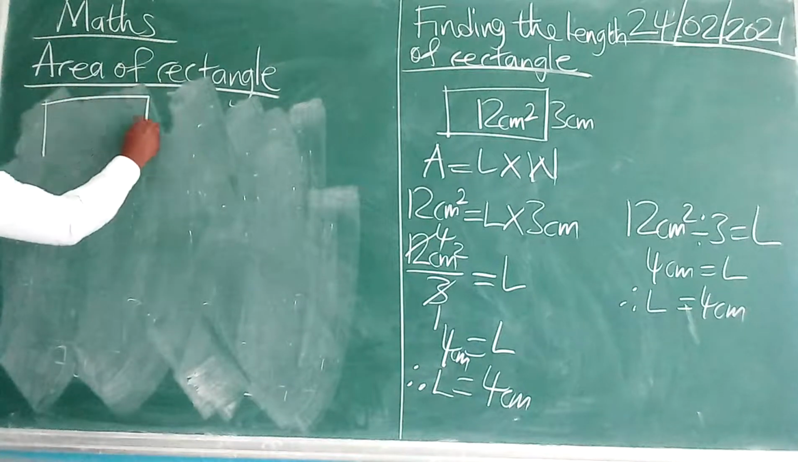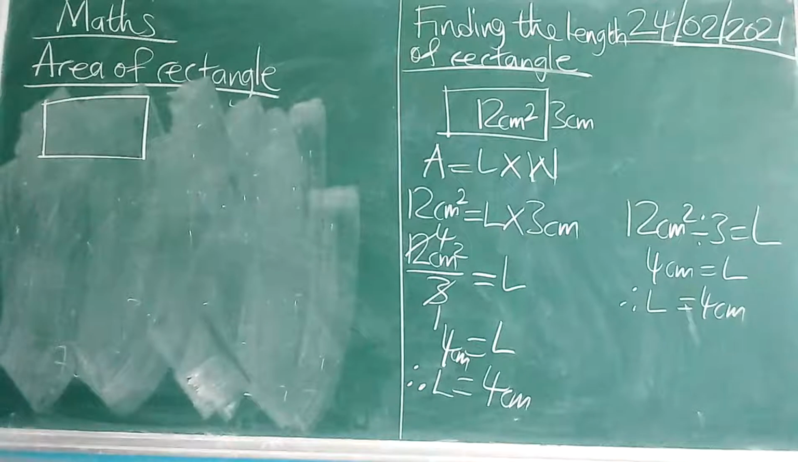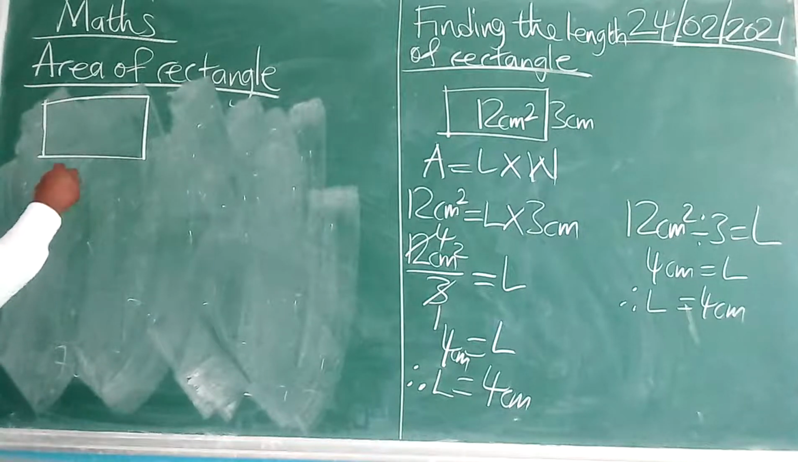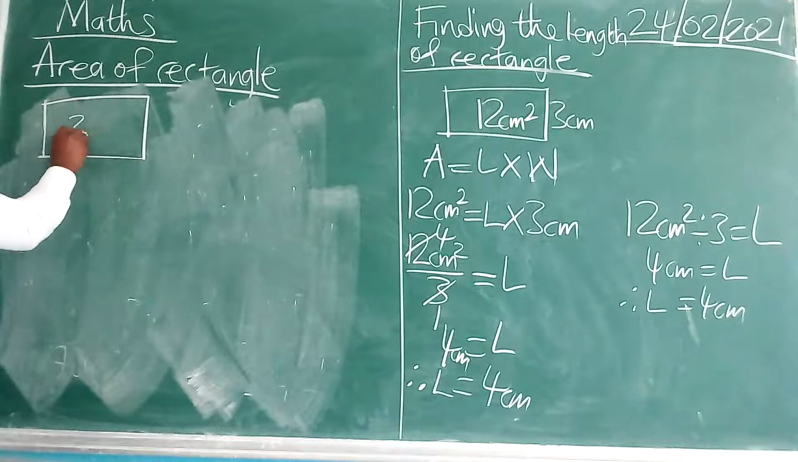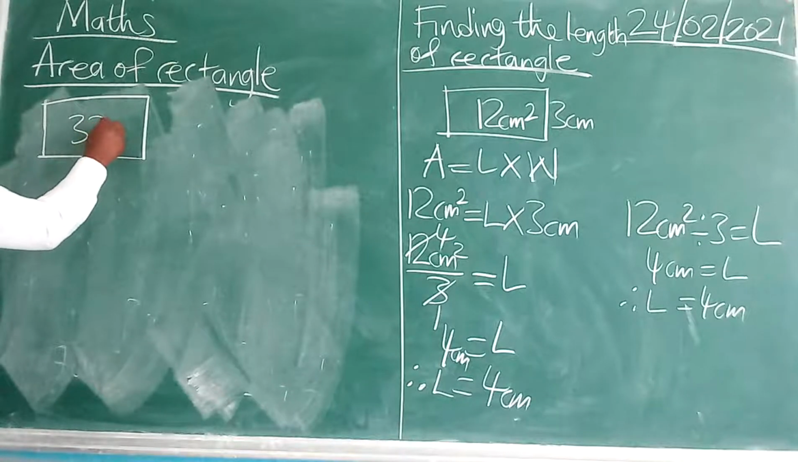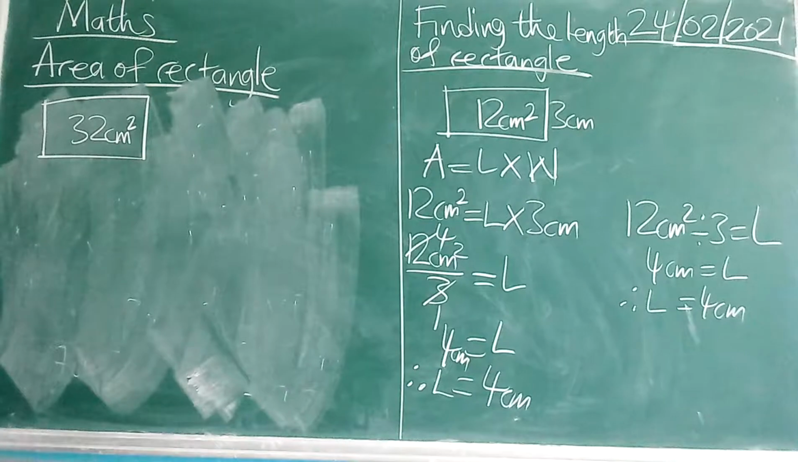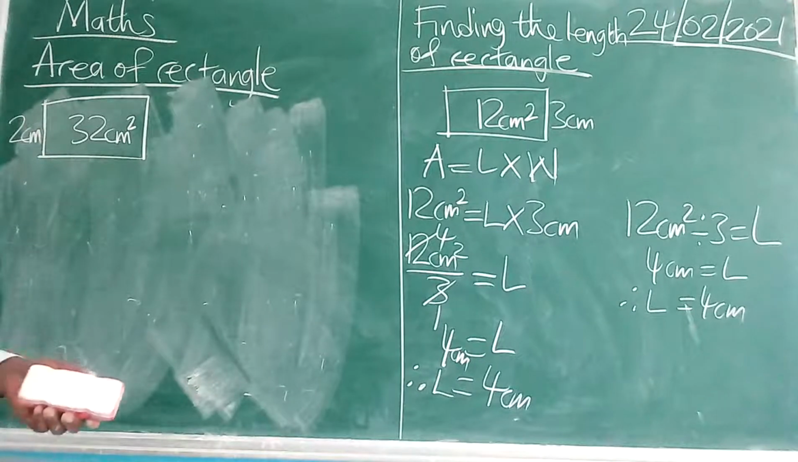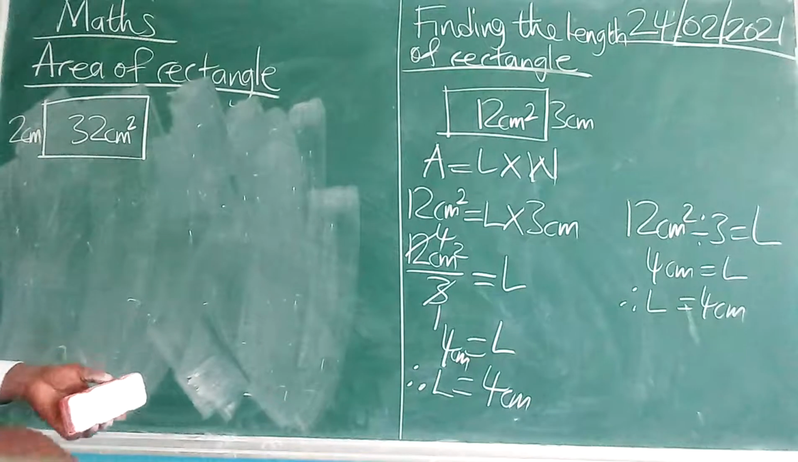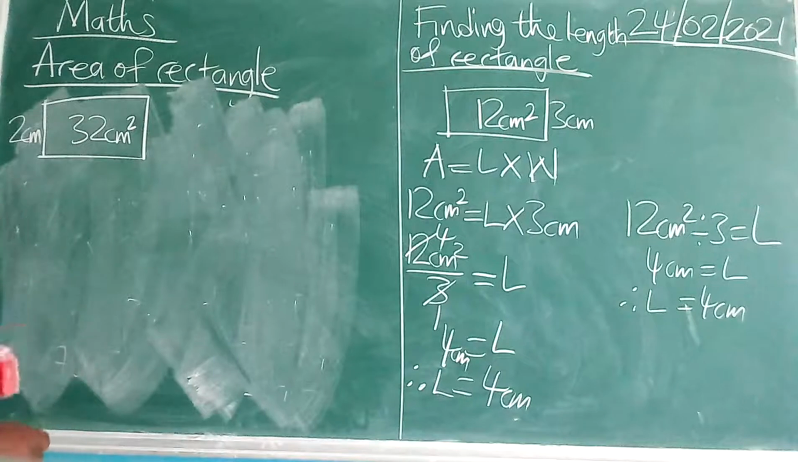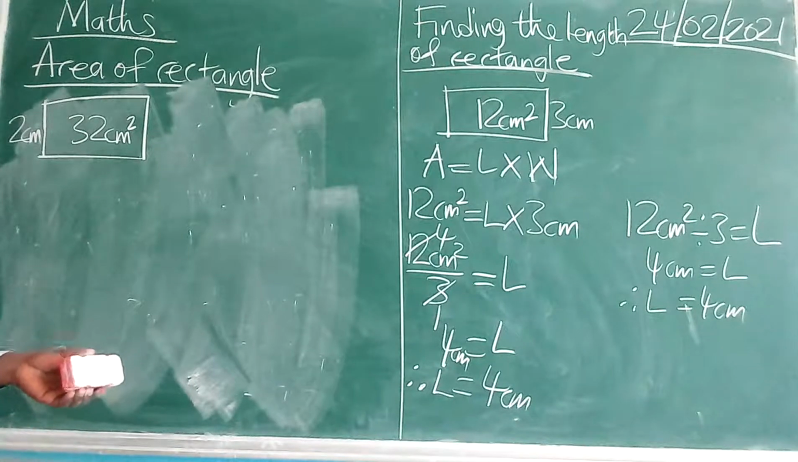I have a rectangle, and the area is 32 centimeters square, and the width is 2 centimeters. The width is what? 2 centimeters. The area is 32 centimeters square. The width, or the breadth, is 2 centimeters.